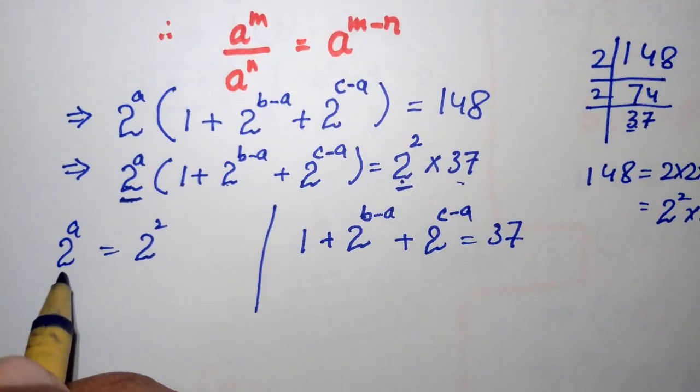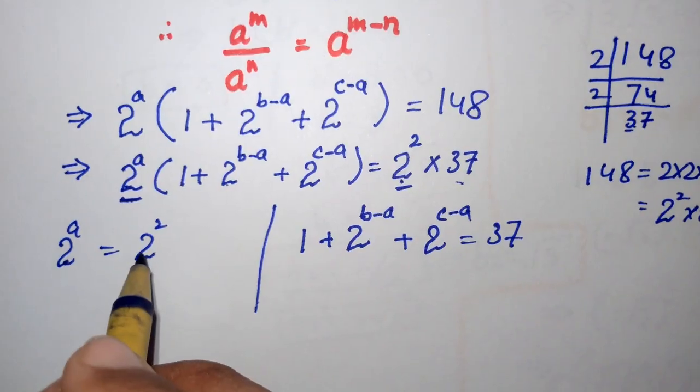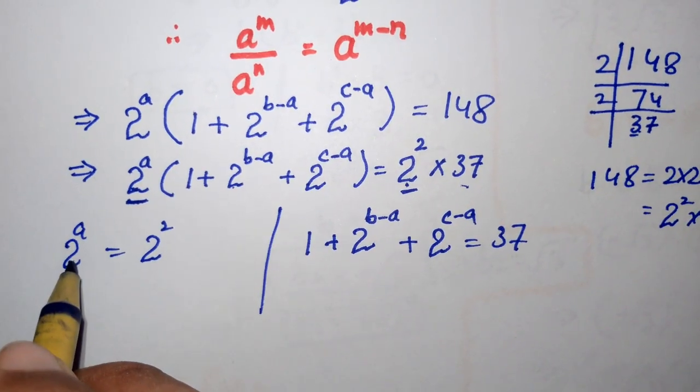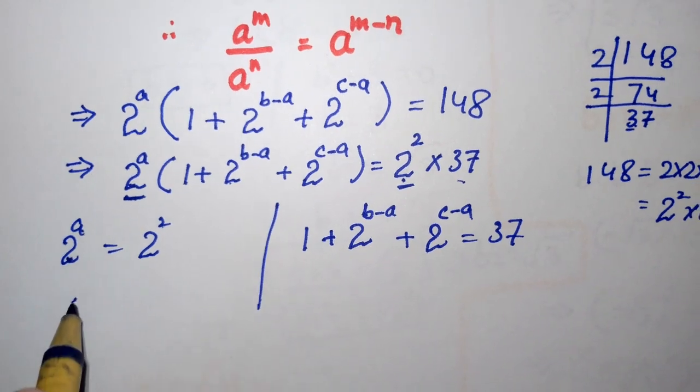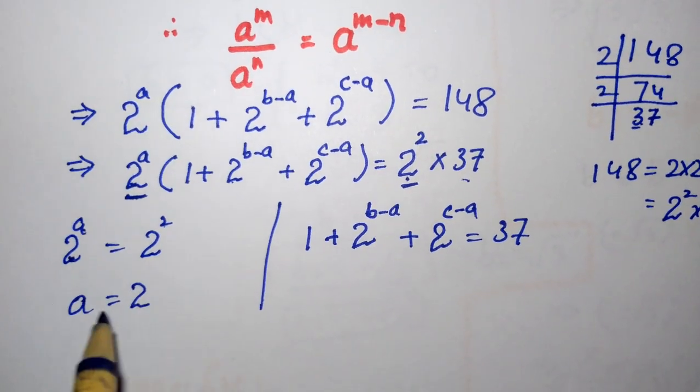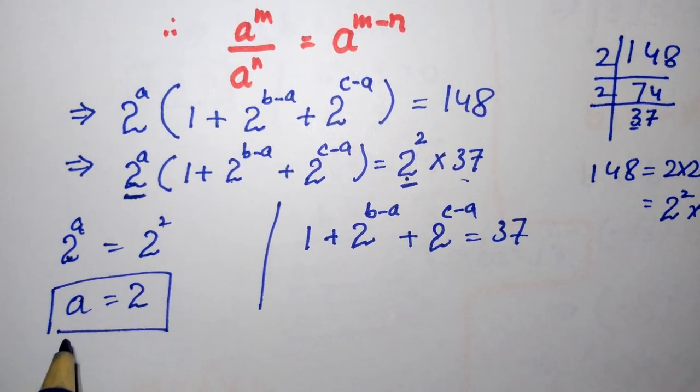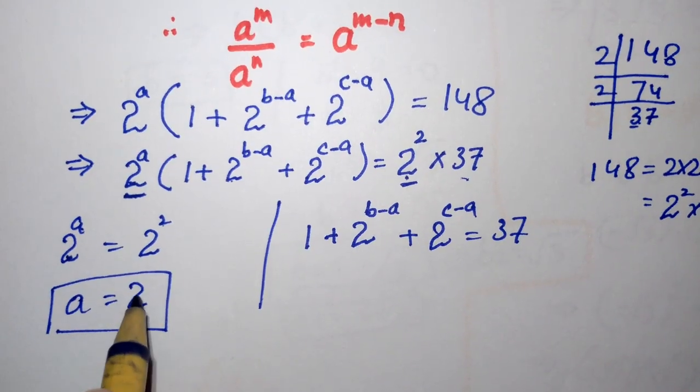Here in the first case, the bases are the same, this is 2, this is also 2, so when the bases are the same, then the powers are equal, so a is equal to 2. So the value of a is 2.